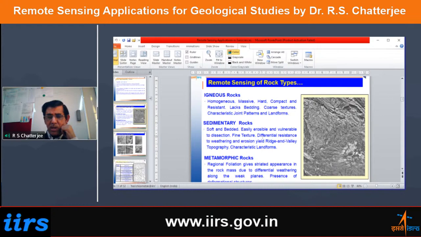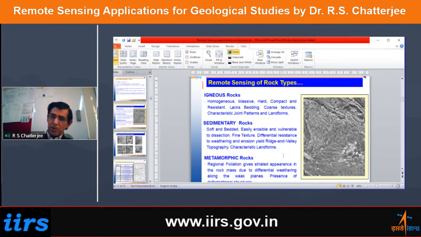And because the sedimentary rocks are layered, one layer of rock may be very hard, another layer may be soft. So there will be differential weathering and erosion that can give you ridge valley topography. And there are many other landforms, like in case of horizontally bedded sedimentary rocks, there will be one set of landforms like your plateau, mesa, butte.